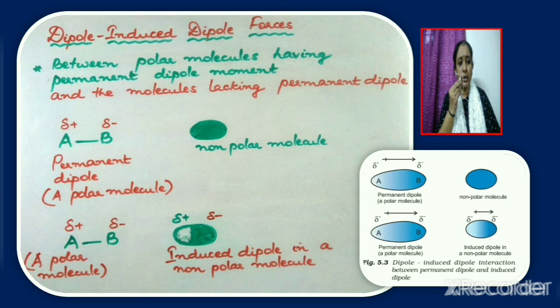Now this polar molecule will disturb the symmetrical distribution of electron cloud in the non-polar molecule, as a result of which the electron cloud in non-polar molecule will get shifted to one end of the molecule, as a result of which that end will develop a partial negative charge and the other end will develop a partial positive charge. Thereafter, there will be a force of attraction between the negative end of the polar molecule with the positive end of the non-polar molecule. So this type of attractive force which exists between a polar molecule and a non-polar molecule is known as dipole-induced dipole forces.